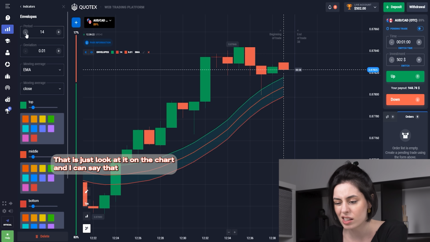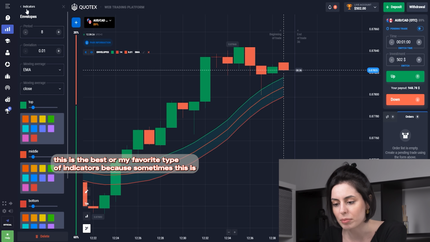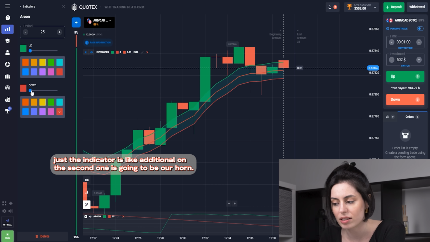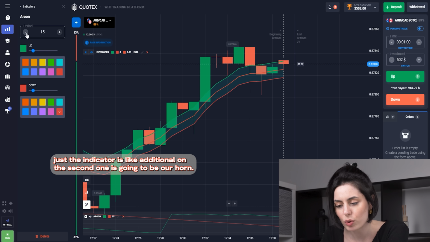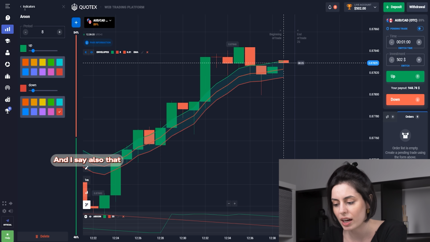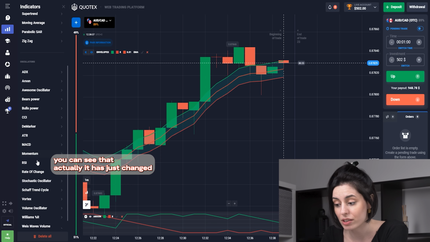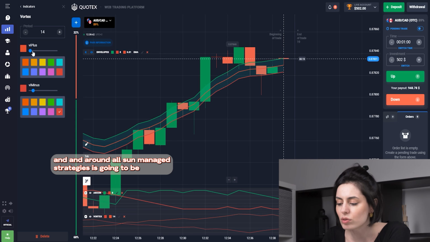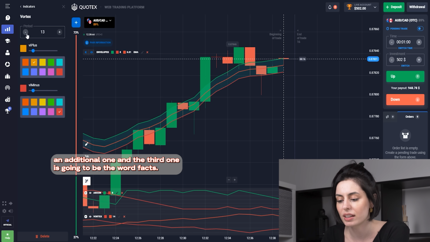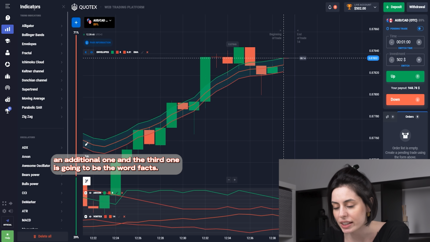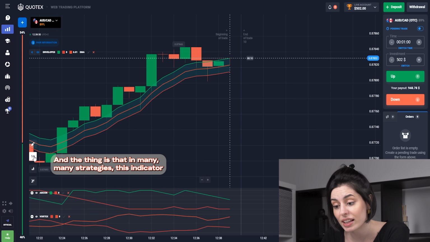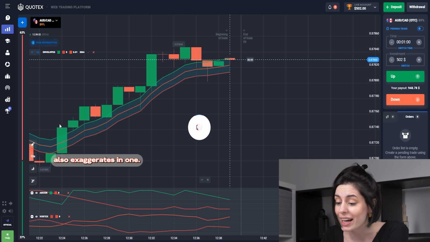And I can't say that this is the best or my favorite type of indicators, because sometimes this indicator is just an additional one. The second one is going to be a rune, and you can see that it has just changed, and a rune also in many strategies is going to be an additional one. And the third one is going to be the vortex. And in many strategies this indicator also is an additional one.